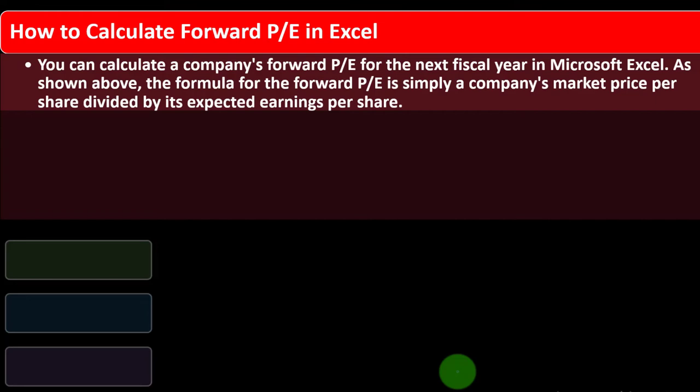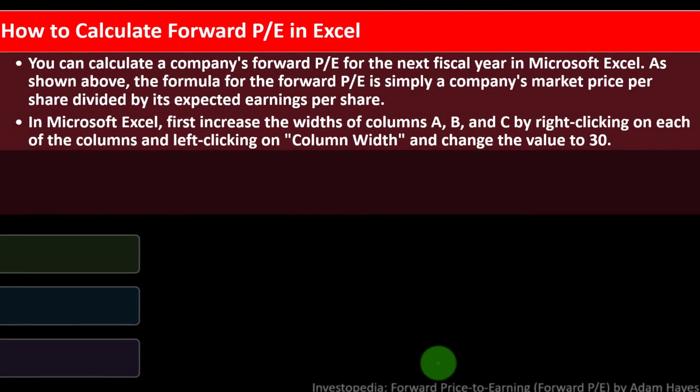So we might do some of these in Excel, but you can calculate a company's forward PE for the next fiscal year in Microsoft Excel. As shown above, the formula for the forward PE is simply a company's market price per share divided by its expected earnings per share.